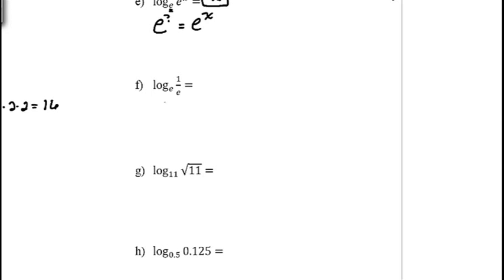Here we have log base e of 1 over e. So again, what power can I raise e to so that I get 1 over e? Well, all I need to do is drop that e down to the denominator, and so e raised to the negative first is equal to 1 over e. So that would just be negative 1.